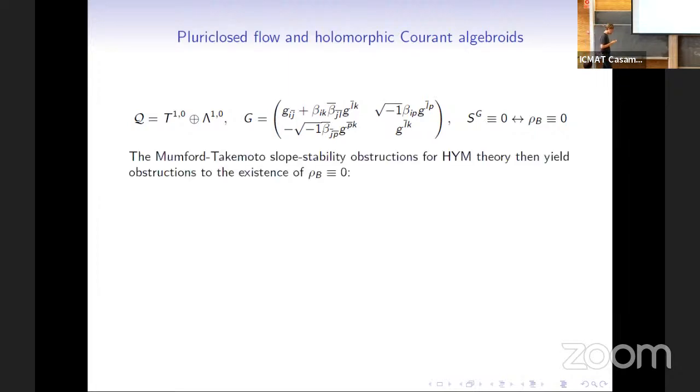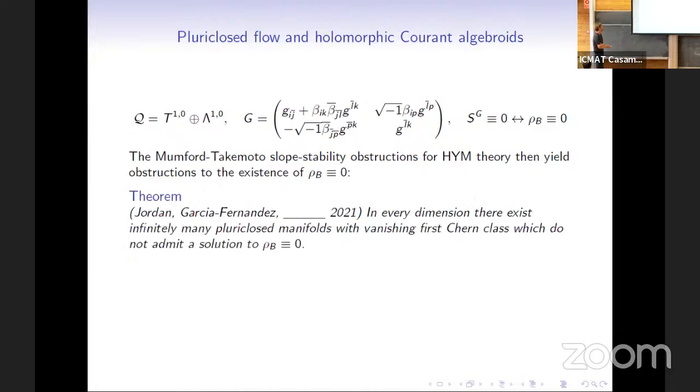But nonetheless, using this observation, you can apply these Mumford-Takemoto slope stability obstructions to produce obstructions to the existence of rho B equals 0. So these will be fixed points for the pluriclosed flow, right? A theme throughout the talk that I'll come back to is pointing towards some version of Yau's theorem for generalized Kähler structures, pluriclosed structures, okay? And so most naively, you want to solve for rho B equals 0. Okay. Point is there's obstructions.